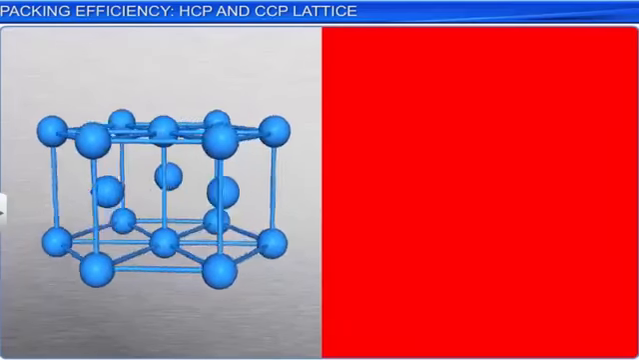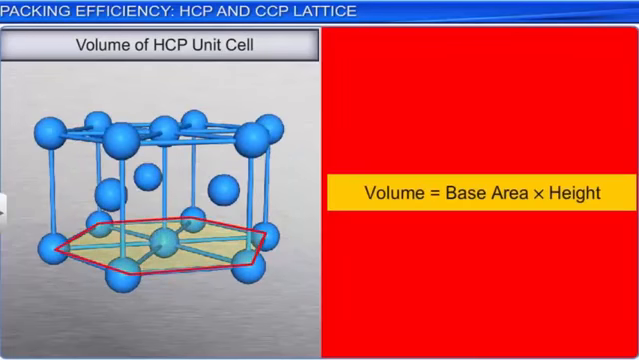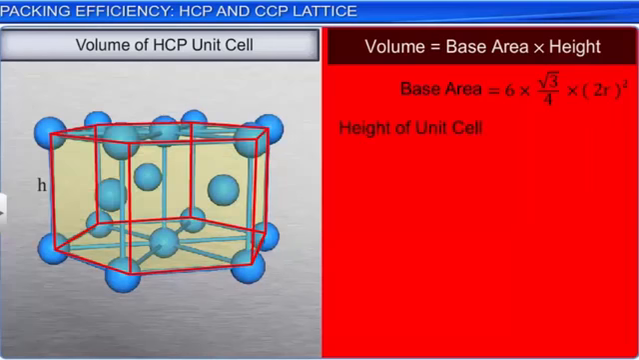Note that the formula to calculate the volume of an HCP unit cell is base area into height. The base area of a hexagon is equal to 6 multiplied by root 3 upon 4 multiplied by (2r) whole squared. The height of a unit cell is equal to 4r multiplied by root 2 upon 3. So, the total volume of an HCP unit cell can be taken as 24 multiplied by root 2 multiplied by r cube.